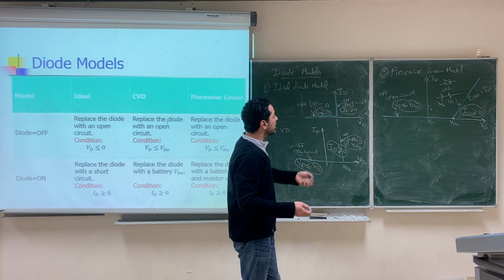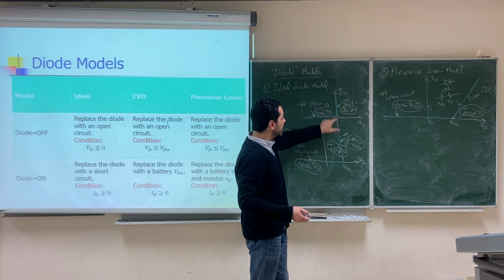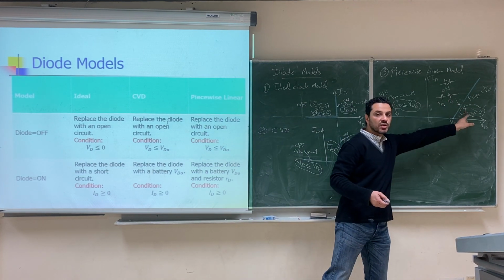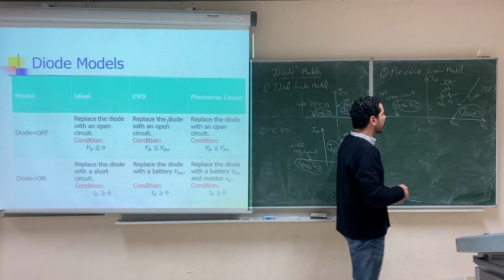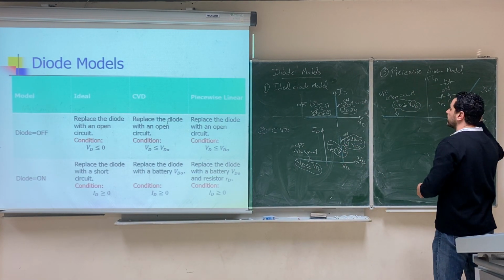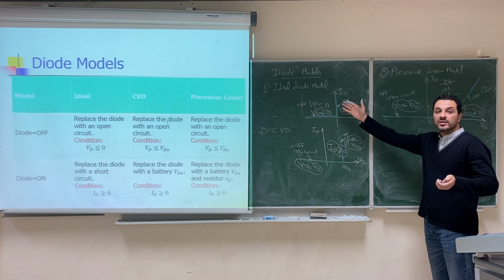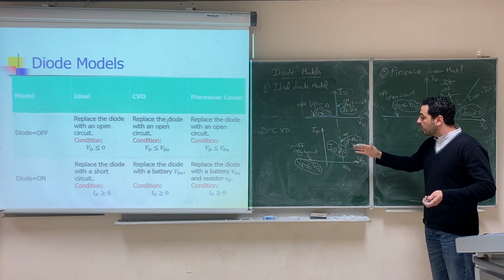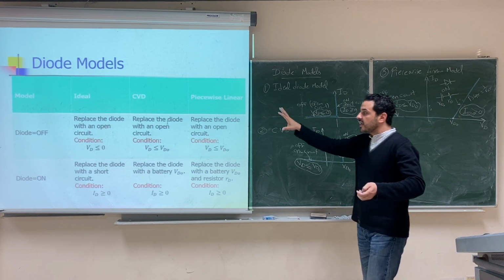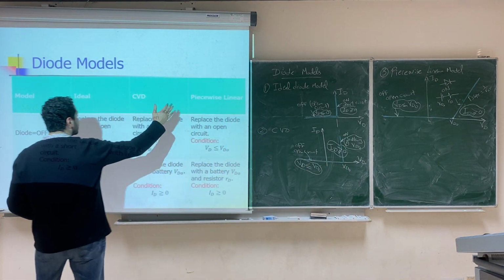In the on region, here in the ideal diode, we represent the diode with a short circuit. Here, we represent it by a battery. Here, we represent it by a battery and a resistor. But the condition for the on region is that the current is greater than or equal to 0. And here, we use short circuit only. Here we use a battery, here we use a battery and resistor. This table summarizes the assumptions for each of the models.